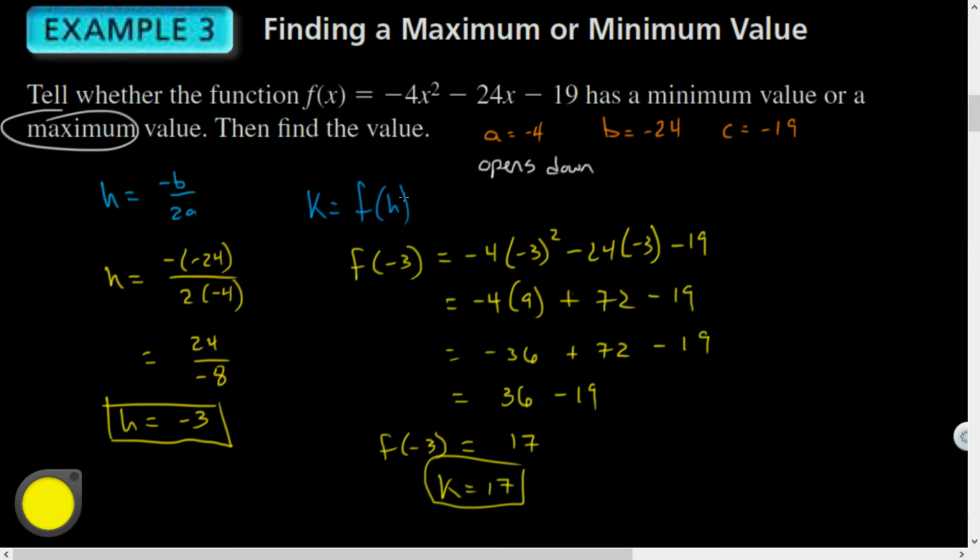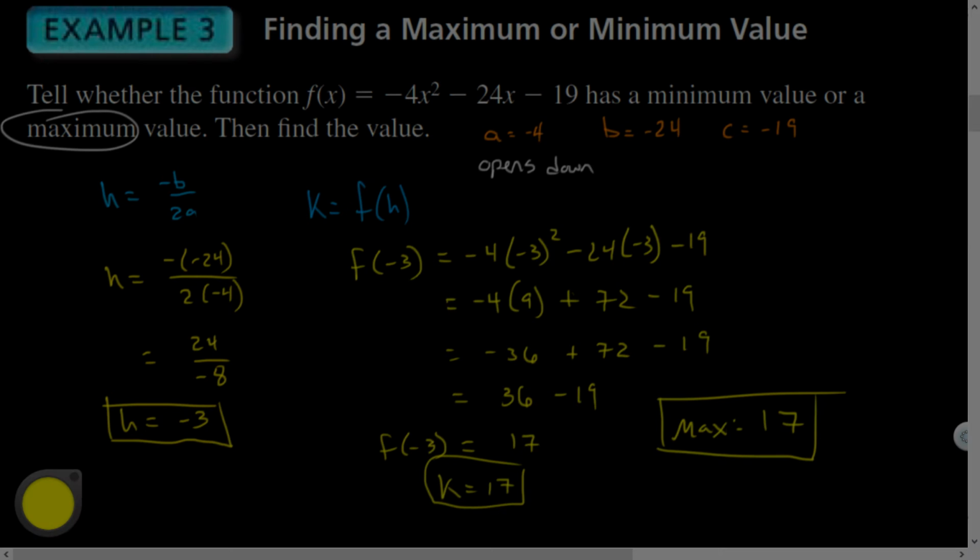And so we were expecting this to have a maximum value, and it occurs at the y-coordinate of the vertex, which is 17. Right? Not bad at all. So, let's apply this to example 4.